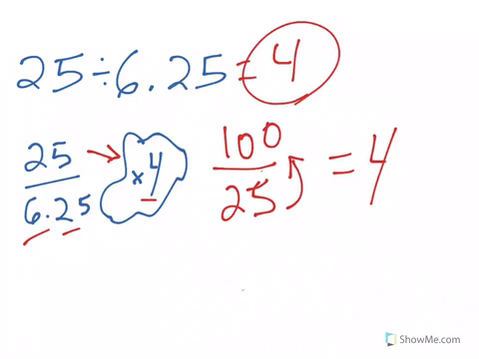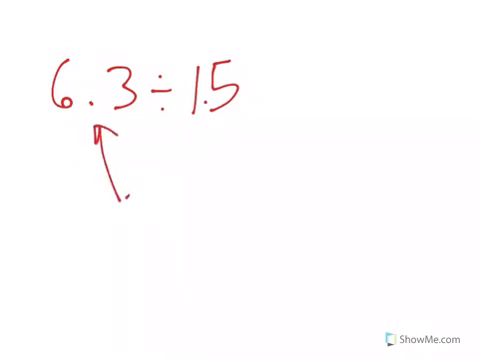Okay, we're going to look at a couple of different equations. Let's look at one more. I want to look at one more. Let's do this one. 6.3 divided by 1.5. In this case, we have a decimal in both equations.